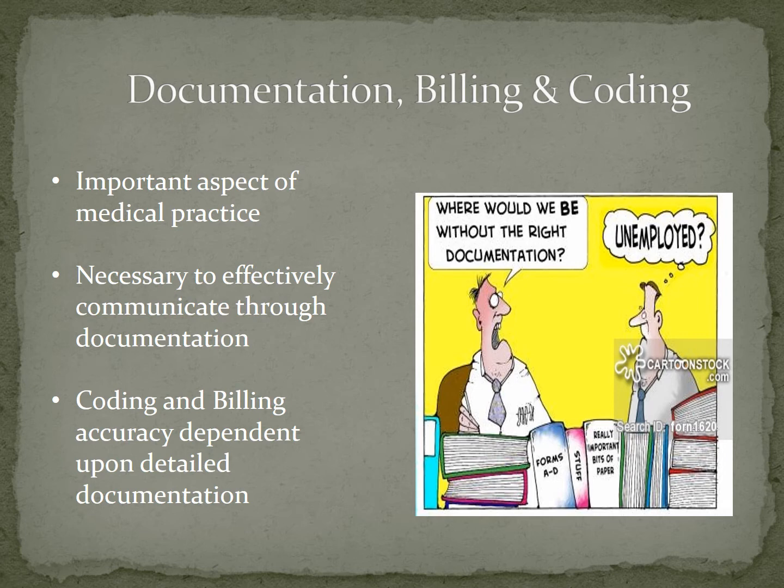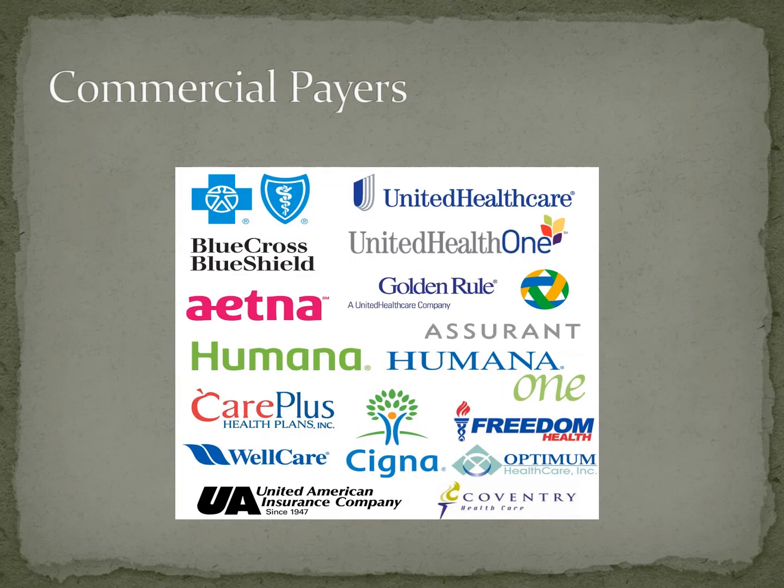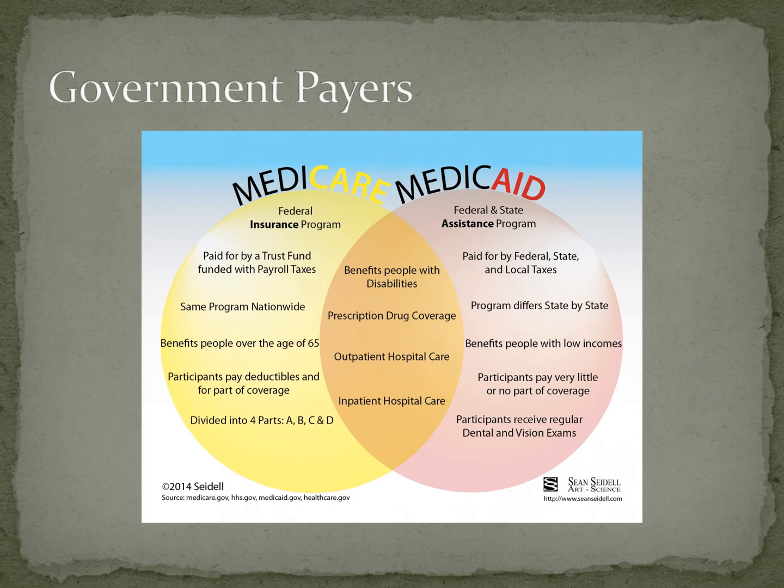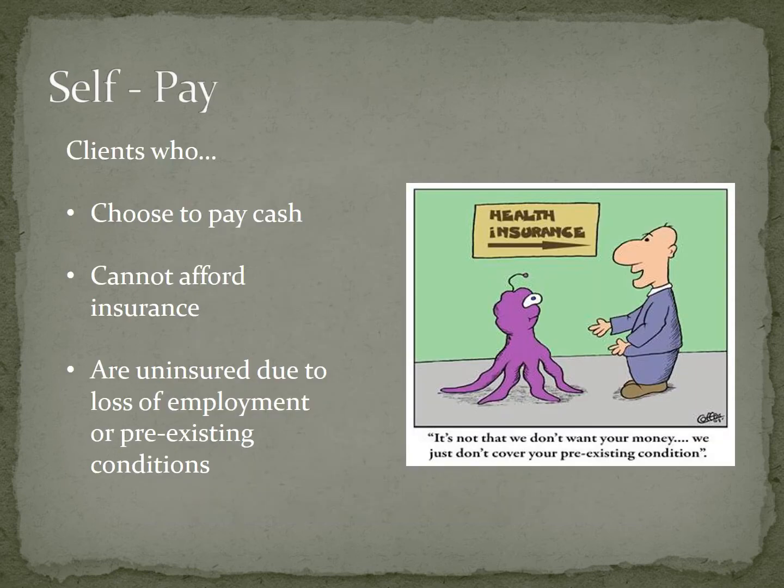Payment systems of each health insurance company differ according to each payer category. For example, there are commercial payers such as Blue Cross Blue Shield, Coventry, Cigna, and United Healthcare, among a list of companies that provide medical insurance. There are also government payers, which include Medicare and Medicaid. And lastly, there are those who are categorized as self-pay, made up of those clients who do not have health insurance and are responsible to pay out of pocket.